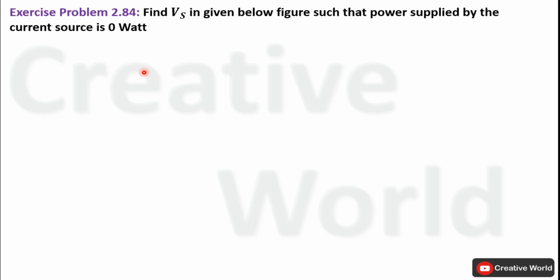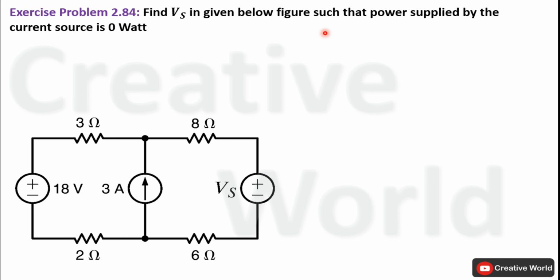Exercise problem number 2.84. Find voltage Vs in the figure given below such that power supplied by the current source is 0 watt. This is the circuit diagram of the given problem. Inside this network, we have to find the voltage of this voltage source labeled as Vs. One piece of information provided in this scenario is that power supplied through this constant current source is 0 watt.